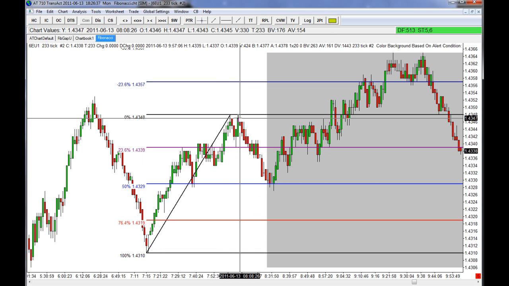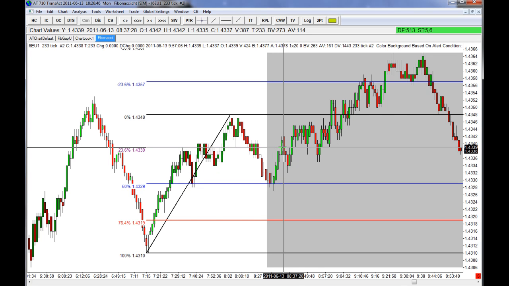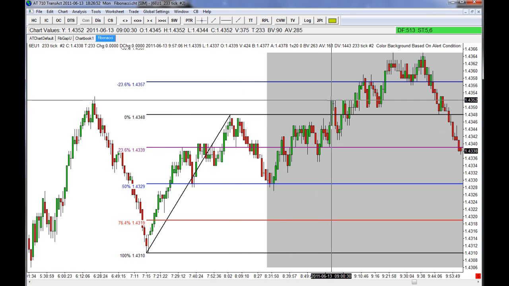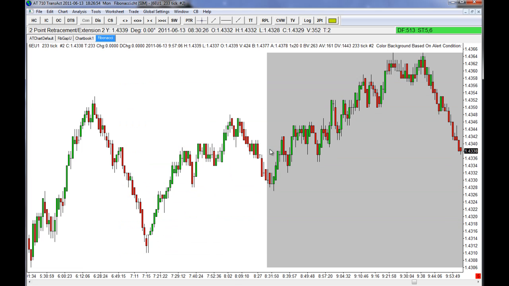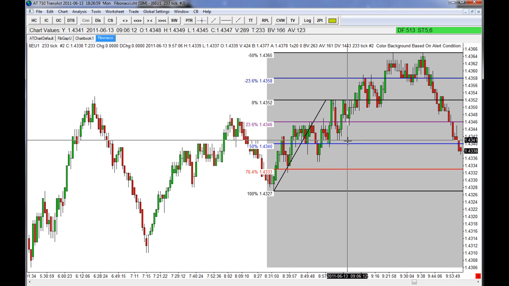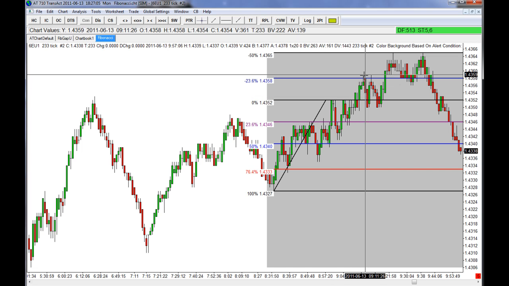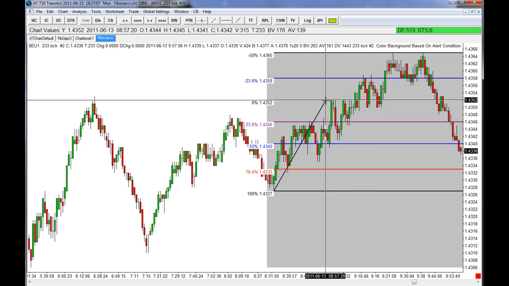Okay, then coming into the US market open, price bounced off the 50% line up to the negative 23.6% line for 10 ticks. It then went above the 0% line right here, so a new fib from here to here. As you can see, it bounced one tick above the 50% level and back again to negative 23.6.